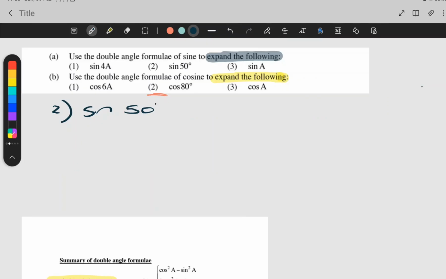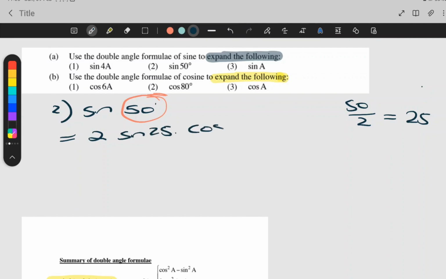The next question is sine 50, and you have to expand it using your double angle. So let's do it. I'm going to circle 50, and then I'm going to do a side note. 50 divided by 2 is 25. So when I expand this, it becomes 2 sine 25 cos 25. Where does the 25 come from? It comes from the answer here.